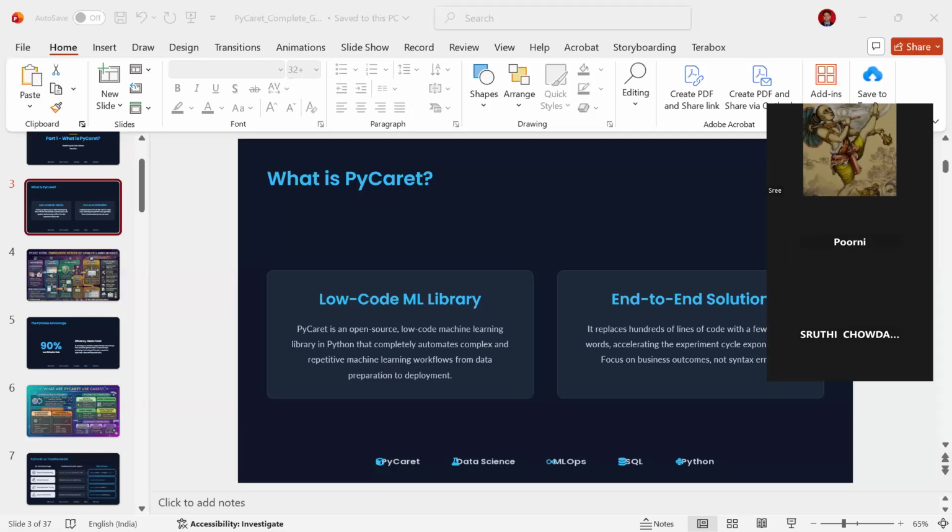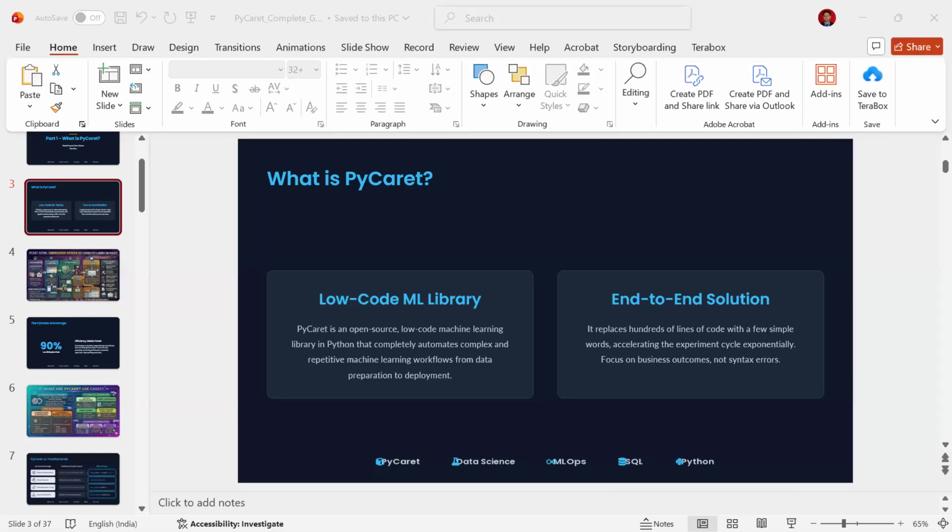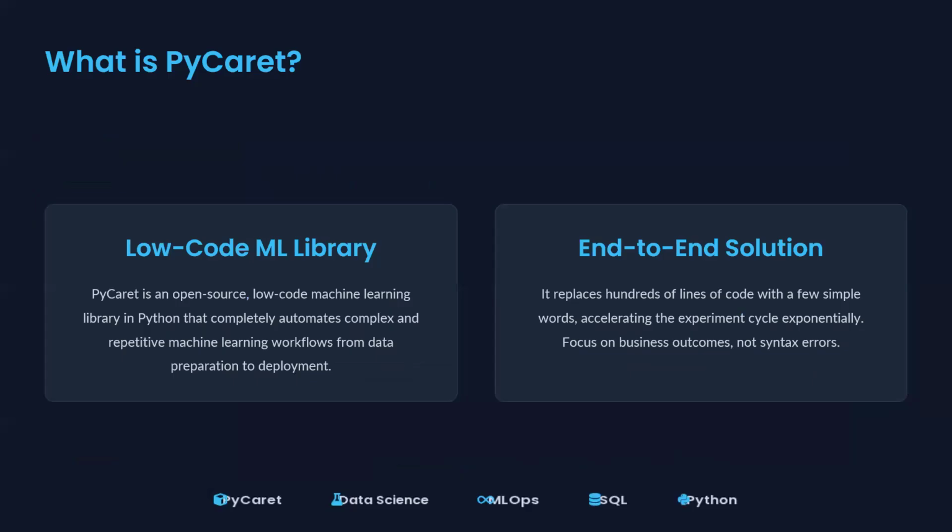So what is PyCaret and how is it going to reduce the code and also increase the performance? PyCaret is basically a low-code ML library, which is open source and was developed to perform AutoML. AutoML means automating the complex and repetitive ML workflows from data preparation till deployment.